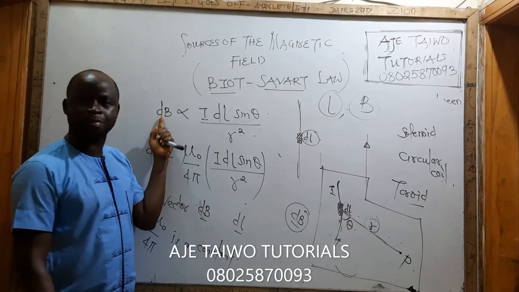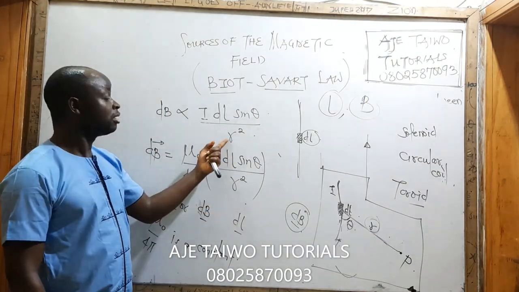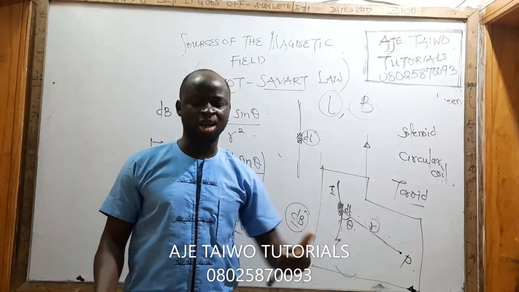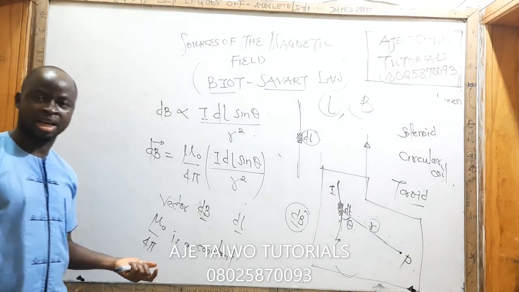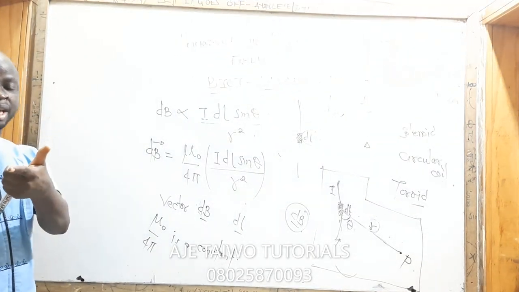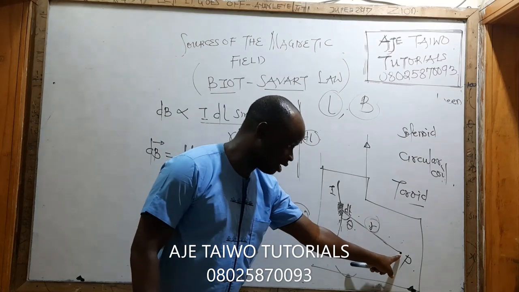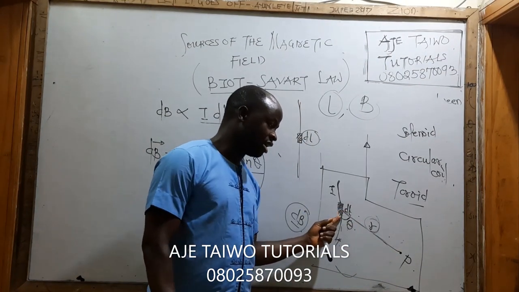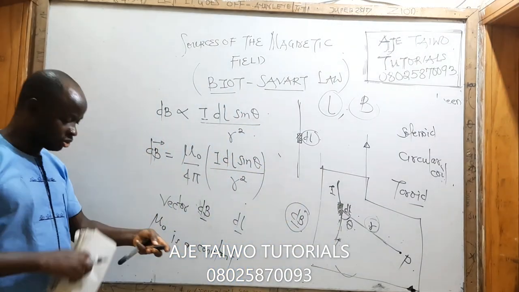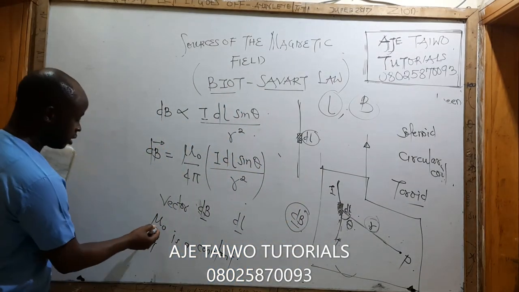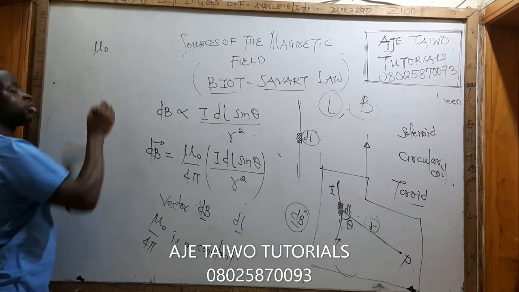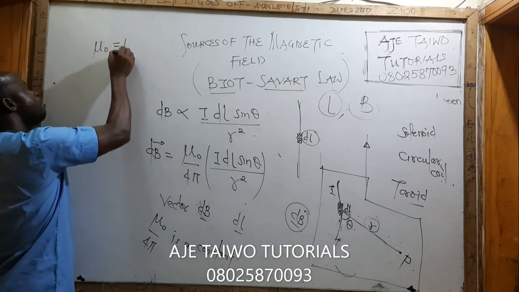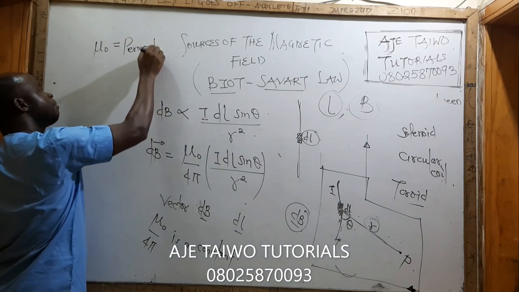But it is inversely proportional to r squared, which means r is the distance from here to here. So the farther you are from the conductor, the lower the value of the field you experience. Not created, you experience. You are the one here. The point P is here. The field at this point, due to this element, is our dB. So what is mu naught? Your mu naught is called permeability.